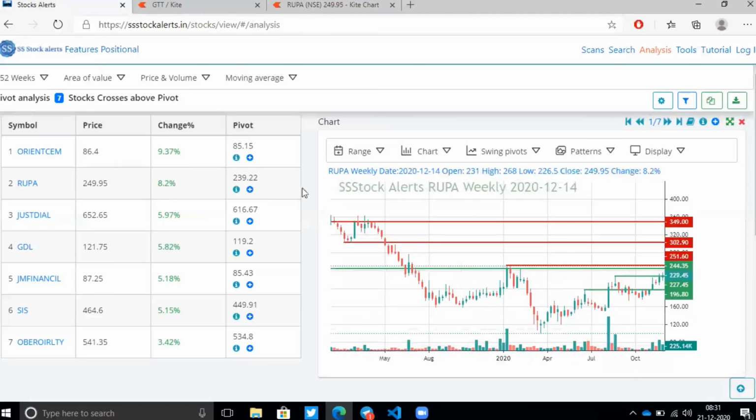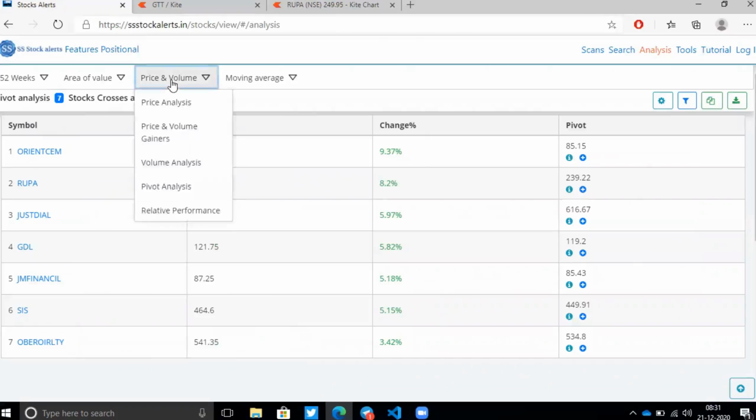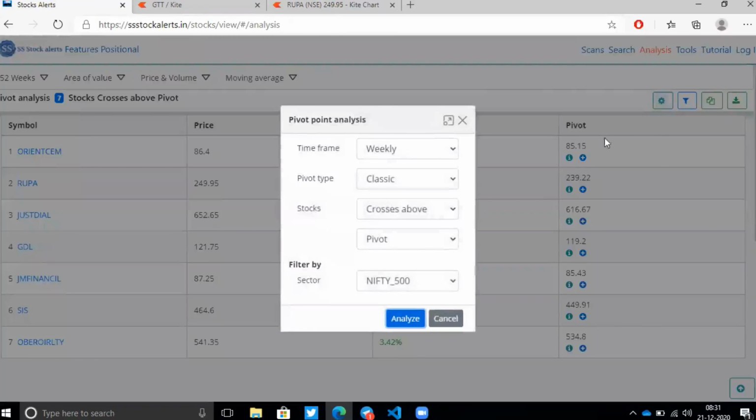So using this, you can get stocks either for positional or for swing trades. Based on the time selection that we are doing, your stocks will be based on that. Either you can use the Camarilla type or the classic type.